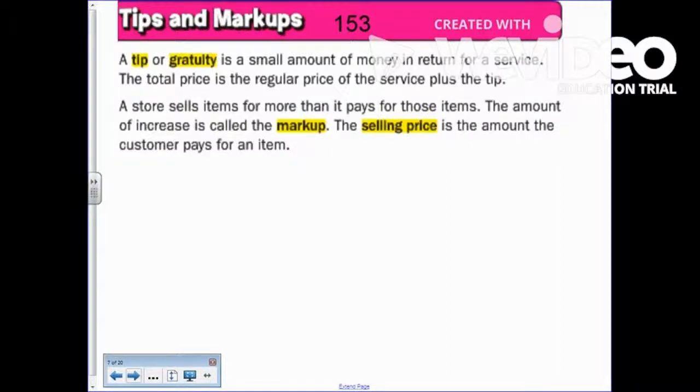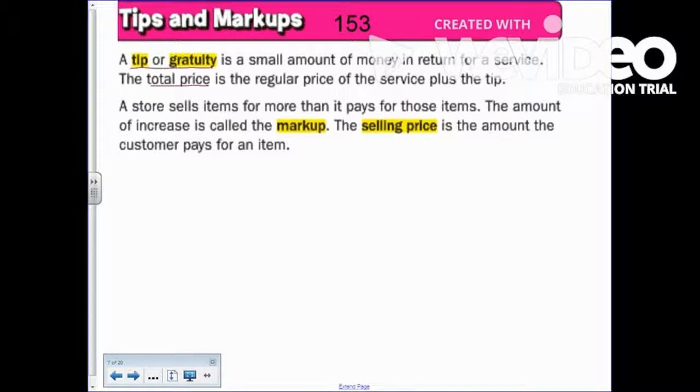Let's move on to tips and markups. A tip or gratuity is a small amount of money in return for a service. The total price is the regular price of the service plus the tip. So, tips and gratuity and total price. A tip is that little extra amount that you give as a thank you to a waiter or a waitress or somebody who does something for you that goes above and beyond.